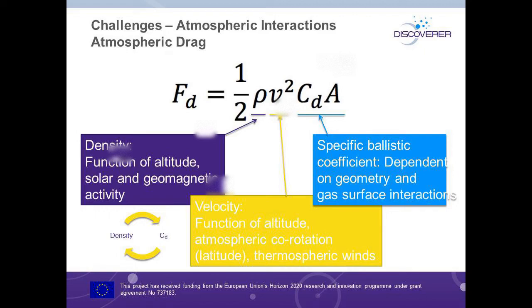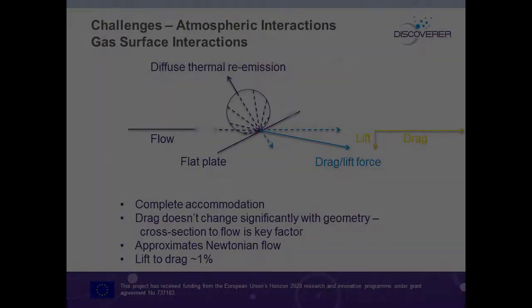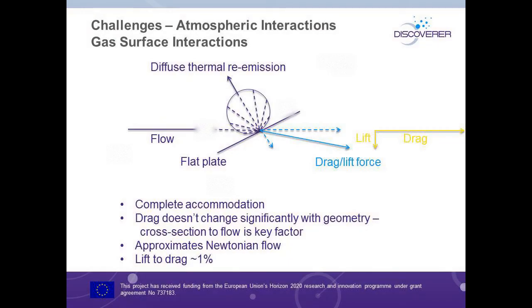In addition, we've got the CDA on the end, which you can call a specific ballistic coefficient perhaps, which is dependent on the geometry and also on the gas surface interaction, so how the individual molecules are interacting with the surface of the satellite. And this is where our aerodynamic materials come in and what we're trying to develop in that particular area. But to do that, I need to talk about gas surface interactions a little bit. And what I've tried to do is simplify the theory behind those gas surface interactions to indicate what we're actually after.